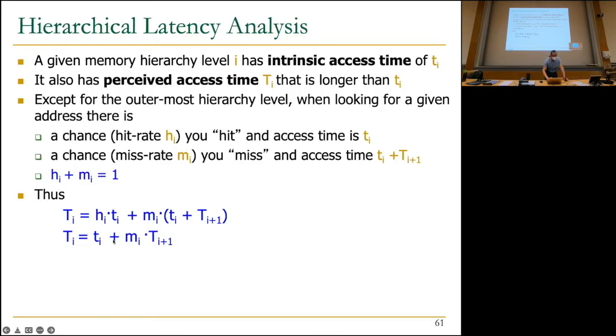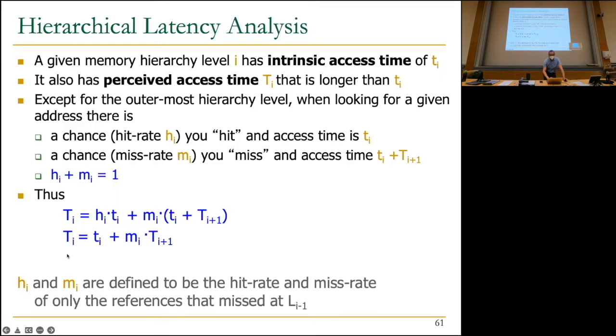Right? And then, based on this equation, you can simplify this hierarchical perceived access time equation. Large Ti equals small Ti plus the miss rate from that level times the perceived access time of the next level, basically. Hopefully this is kind of obvious, right? Now you can apply this hierarchically to different levels. So clearly Hi and Mi are defined to be the hit rate and miss rate of only the references that missed at the previous level, right? Okay.